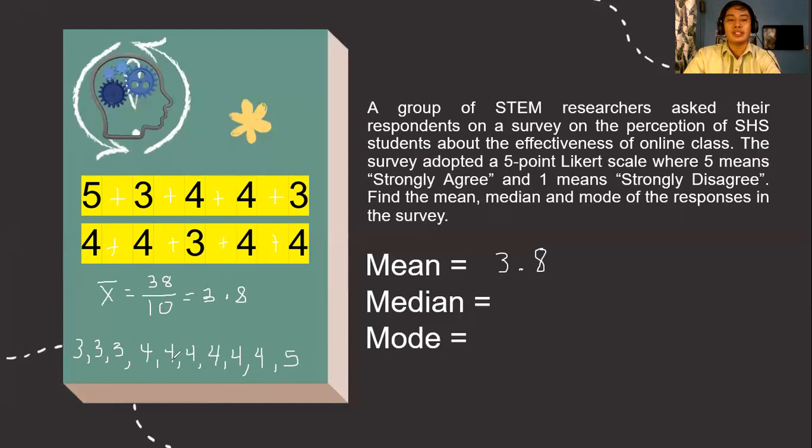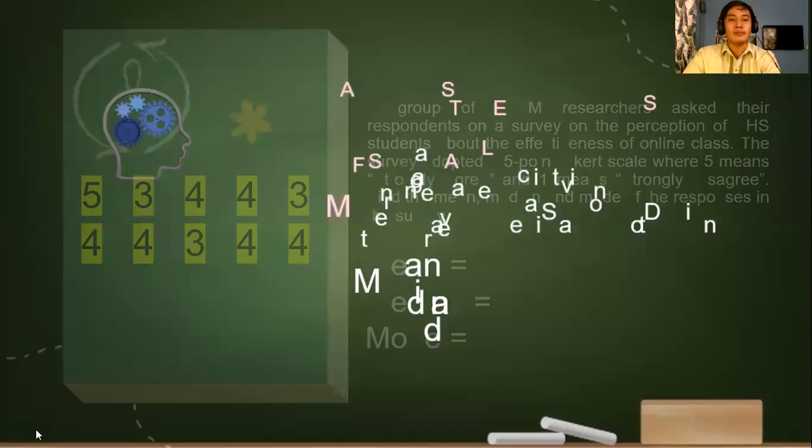Since our data is an even number, we will get the 2 middle values, which are the 5th element and the 6th element. Then we get the average, 4 plus 4 divided by 2. So therefore, the median is still 4. And obviously, the most common response is 4. So therefore, that is our mode. I hope you were able to recall the definition of the 3 measures of central tendency. Now, let us proceed to the second part of our review.